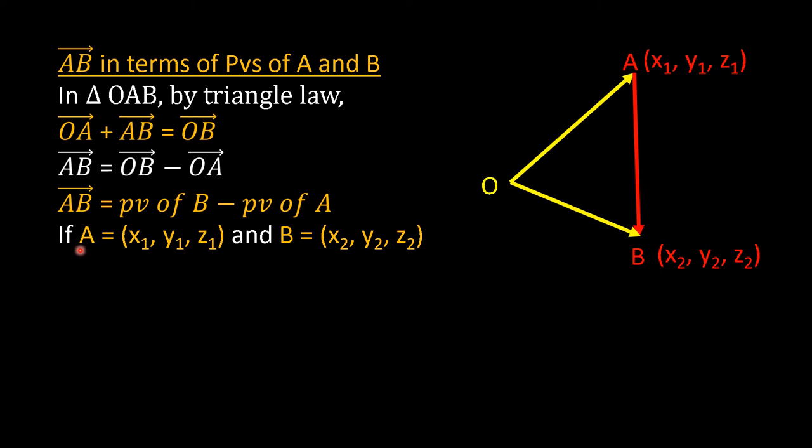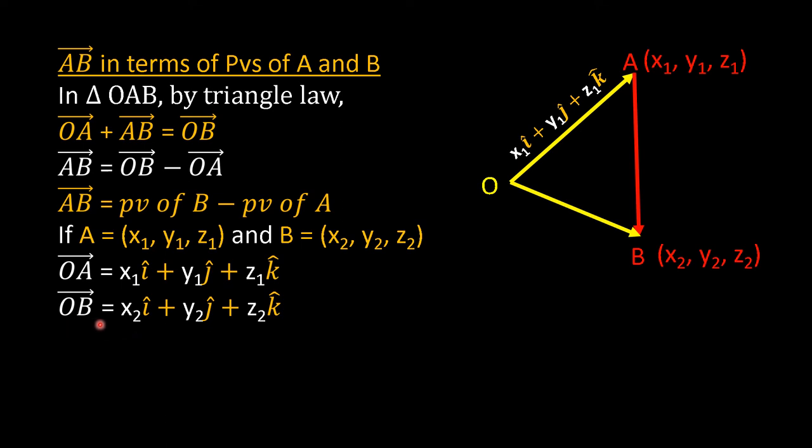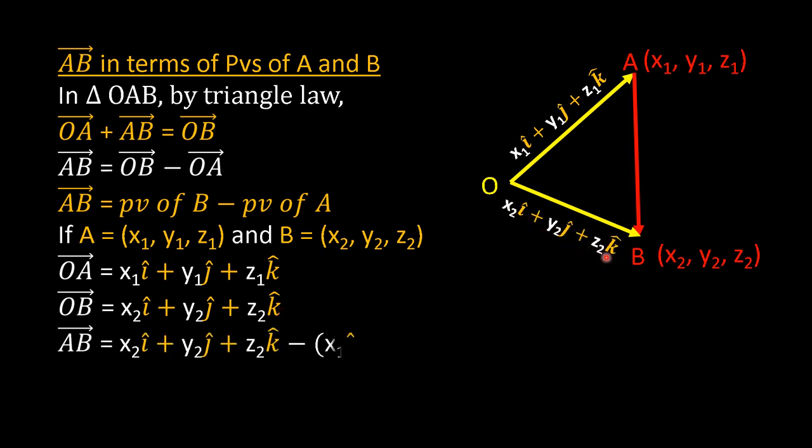If coordinates of A are x1, y1, z1 and coordinates of B are x2, y2, z2, then OA bar will be x1 i cap plus y1 j cap plus z1 k cap, and OB bar will be x2 i cap plus y2 j cap plus z2 k cap. Now AB bar will be equal to the position vector of point B, which is x2 i cap plus y2 j cap plus z2 k cap, minus the position vector of point A, which is x1 i cap plus y1 j cap plus z1 k cap.